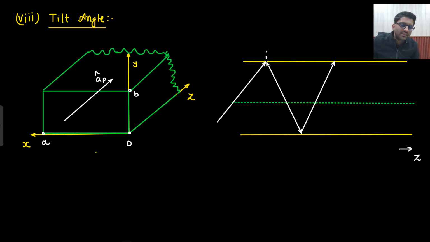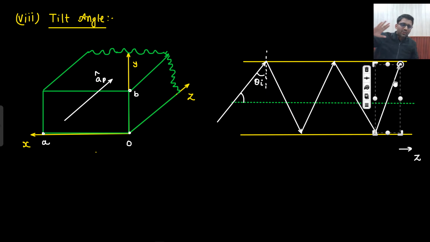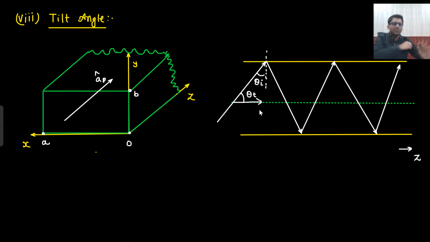So what do I call this? This I call the incident angle. And what is this angle between the wave and the direction of propagation? You can see that your wave is traveling in the Z direction only. It goes here, then here, then ahead, so eventually your wave is propagating in the positive Z direction only. So the angle between the incident wave and the direction of propagation is theta t.